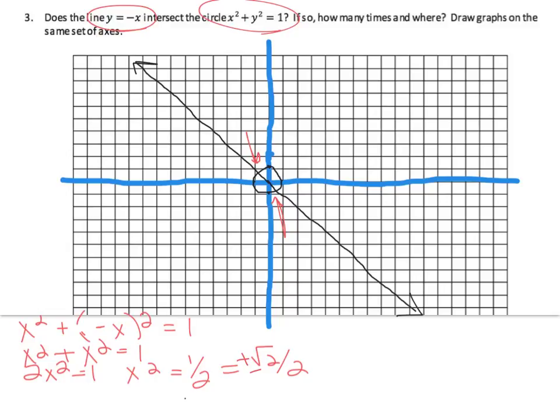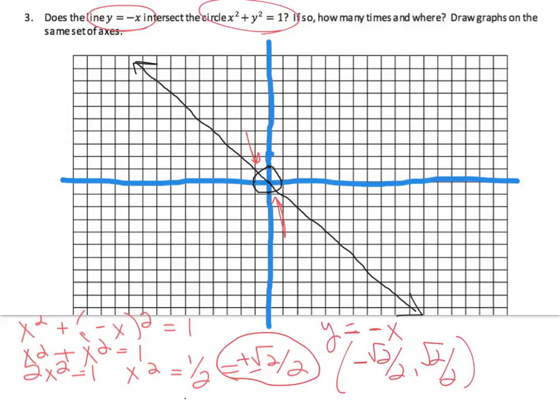Now if I plug that back in to get y, I would have y equals negative x. If I plugged in these values right here, when I plugged in negative square root of 2 over 2, I'd get positive. And if I plugged in positive, I would get negative. So I have my two solutions.